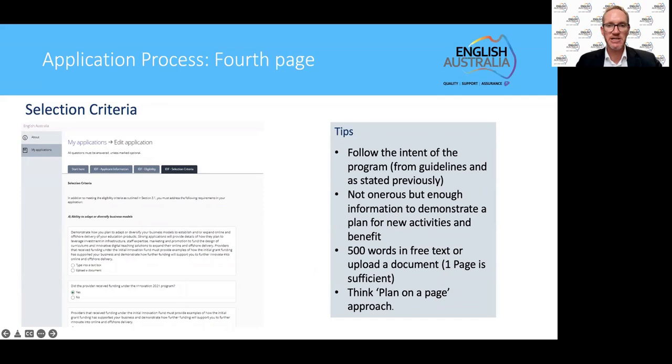Within the selection criteria, again, we've covered eligibility. Here is where you will put in your ability to adapt your business model and those other things down to the business planning process, which I've just mentioned. And again, check boxes are all there available, text boxes, and as well, if you need to upload information, the option is there.